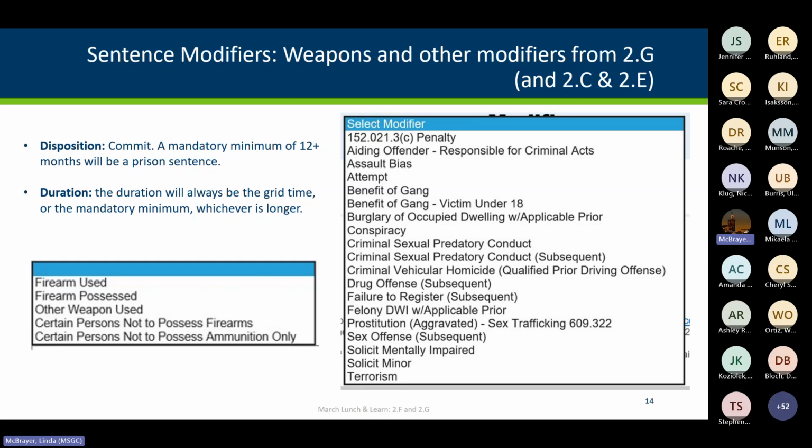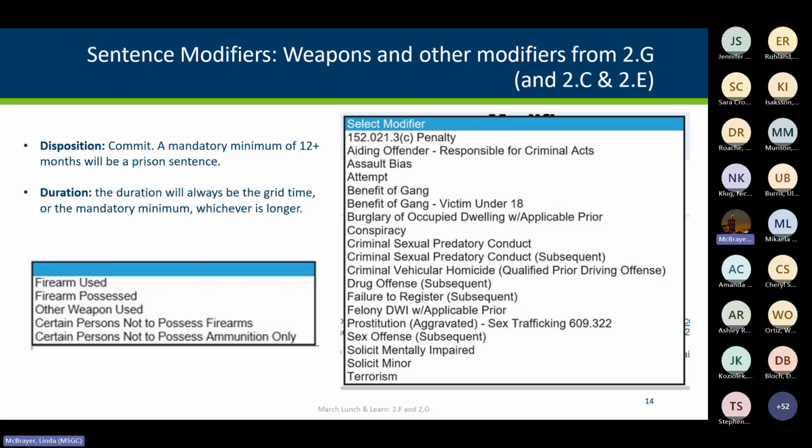So any mandatory minimum of at least a year or more will be a commit. The duration for the sentence is going to come from the grid time or the mandatory minimum, whichever is longer. So that is a policy that you want to hold on to. The duration is always the grid time or the mandatory minimum, whichever is longer. That's what should be on the worksheet.